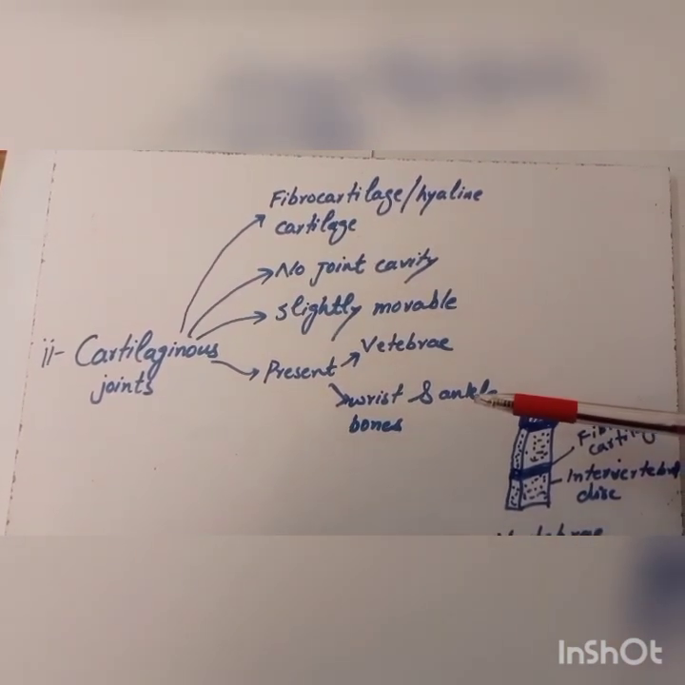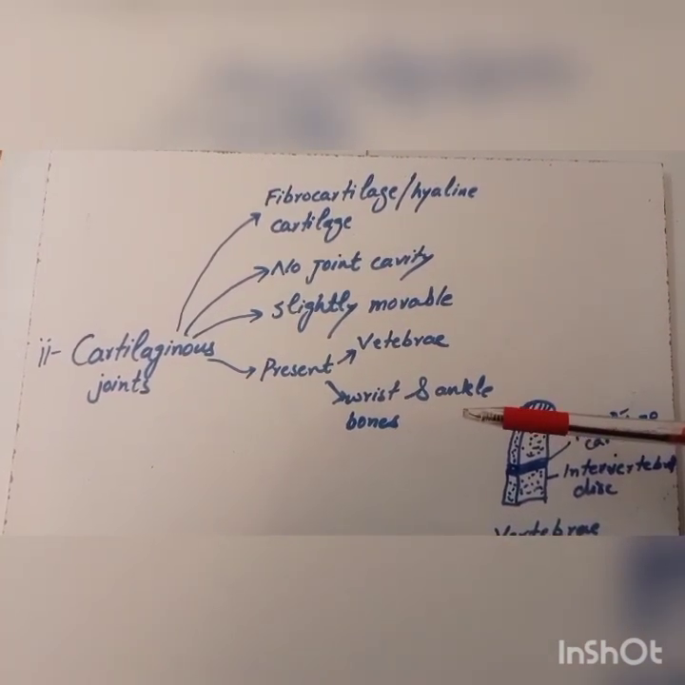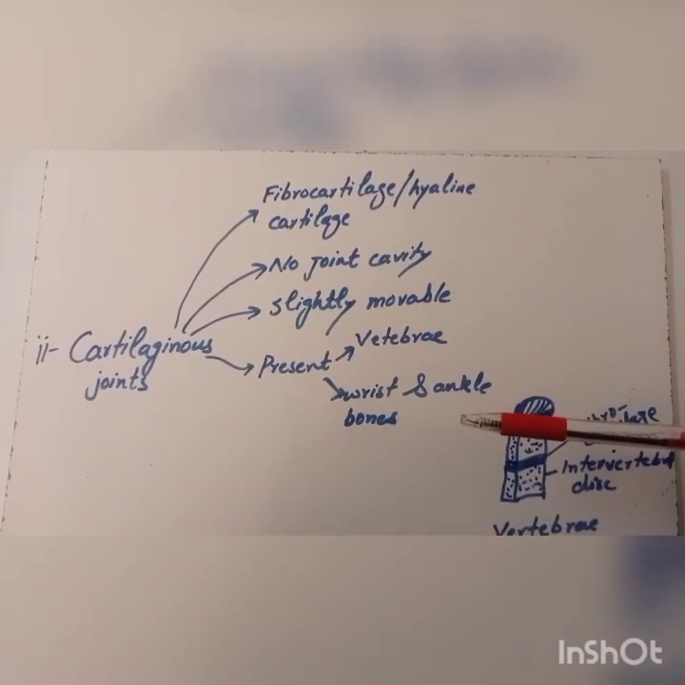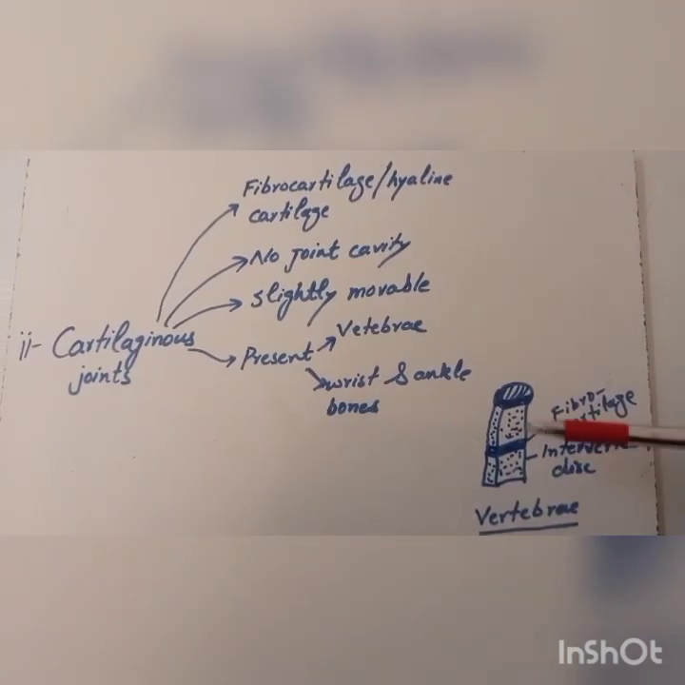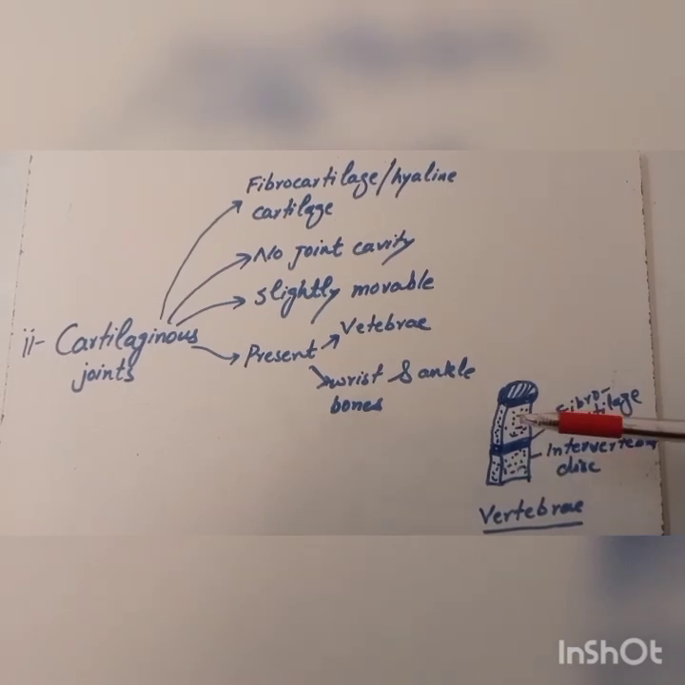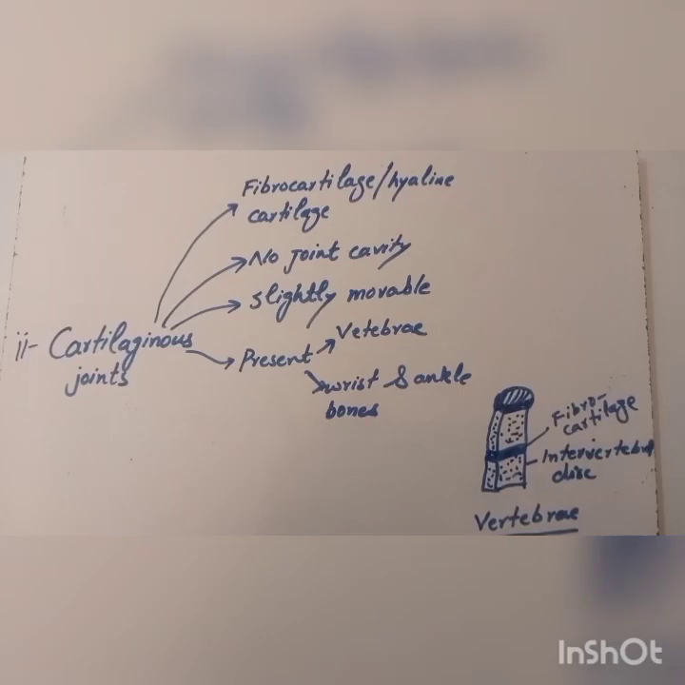These joints are present between the vertebrae as well as between the wrist and ankle bones. For example, this is the vertebrae. These are intervertebral discs, and that is the fibrocartilage.